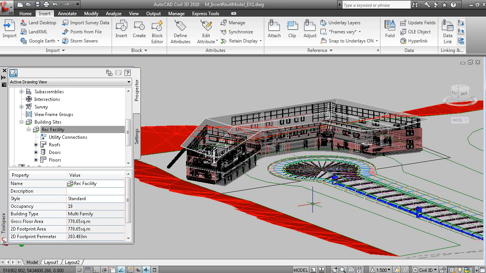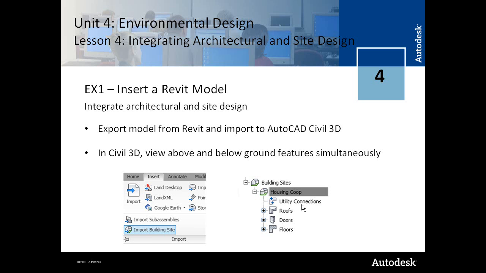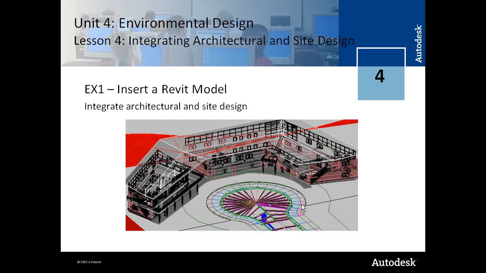So once again, it's very useful to be able to show all of this data at the same time, both the above and the below ground data. And there you can see the shaded model, and that concludes the discussion on the final lesson in Unit 4, which is on environmental design.